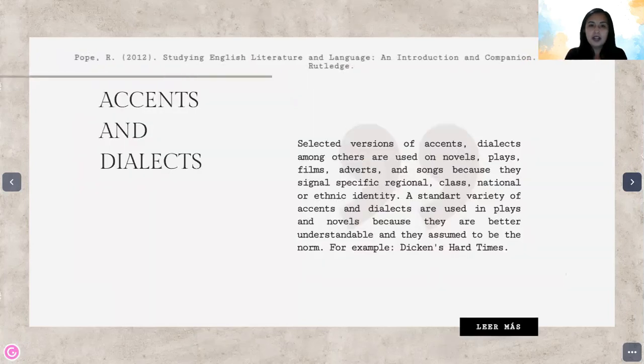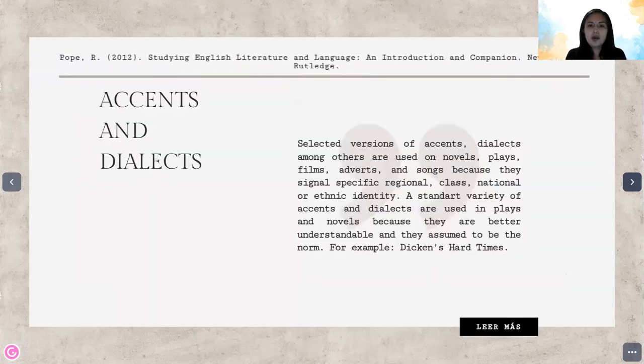novels and plays. So one more time, according to Pope, selected versions of accents, dialects, among others, are used in novels, plays, films, adverts, and songs because they signal a specific regional, class, national, or ethnic identity. So one more time, we are using accents and dialects to show the identity of a specific group of people.